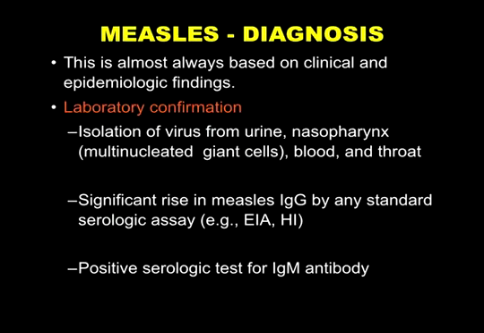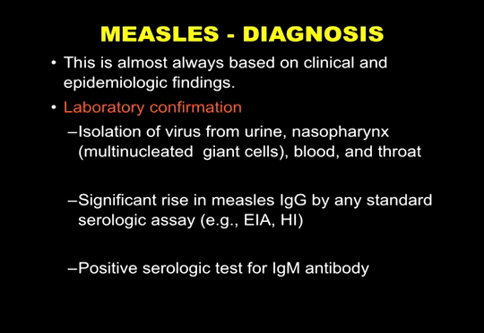However, you can still do what? Lab confirmation, okay? And lab confirmation usually helps if you're suspecting an outbreak because you want to confirm it. But also, remember we said there are those, especially who are immune suppressed, who will not present typically. So if you don't do the test, you may not be able to confirm that it is actually measles. So you can isolate the virus from the urine and the nasopharynx. The other thing of importance is that when you examine the tissues under the microscope, you can observe multinucleated giant cells. So even in blood, you can detect the virus, and in the throat.